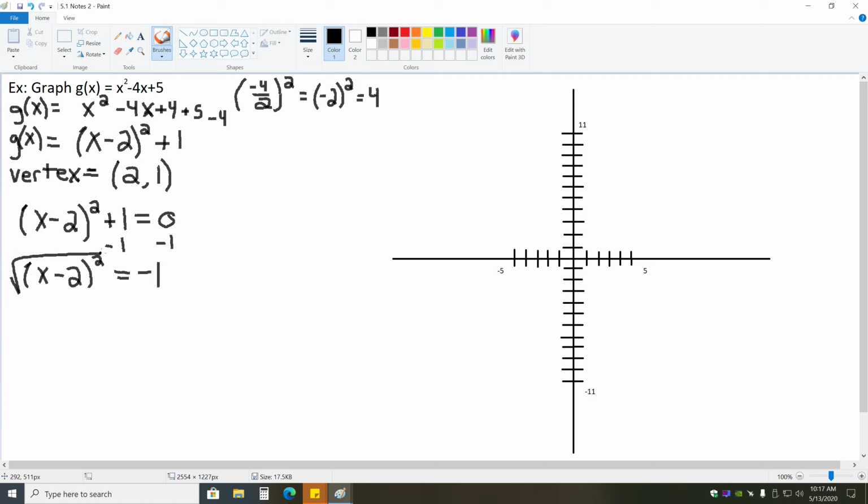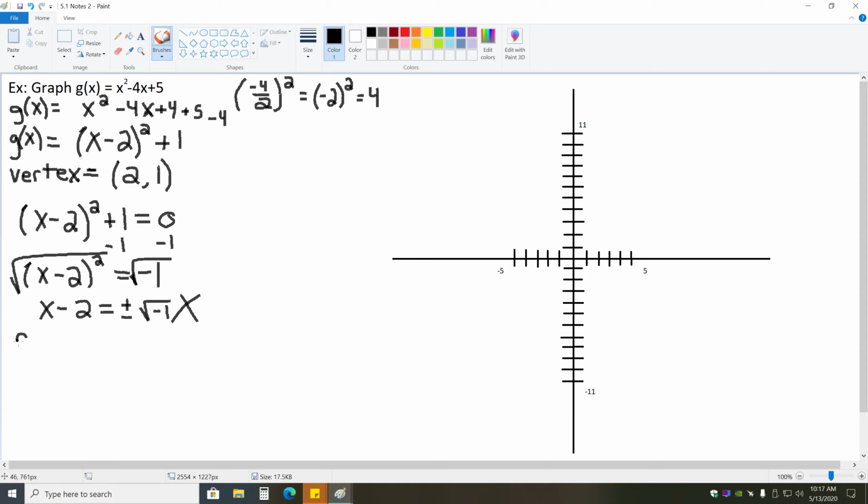To get rid of that square, we'll apply the square root function to each side of the equation, or we'll take the square root of each side, which gives us x minus 2 equals plus or minus the square root of negative 1, and immediately we can stop. Because we got the square root of negative 1, that means that these answers are going to be imaginary, which means they are not going to be points on this graph. We don't need to worry about them. There are no x-intercepts on this graph, which means we can now go to the y-intercept.